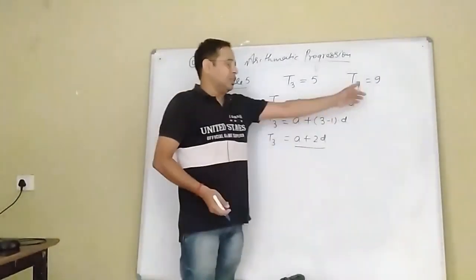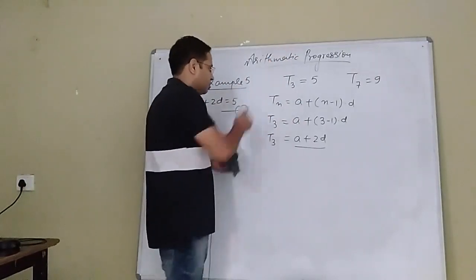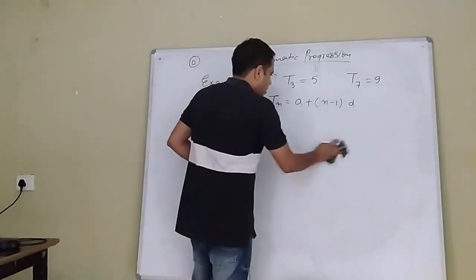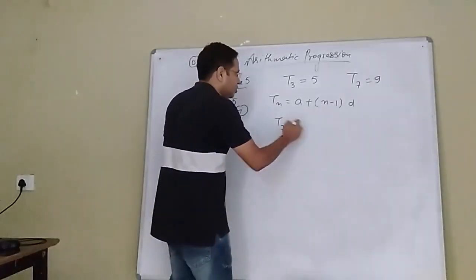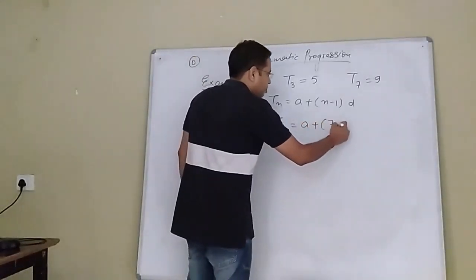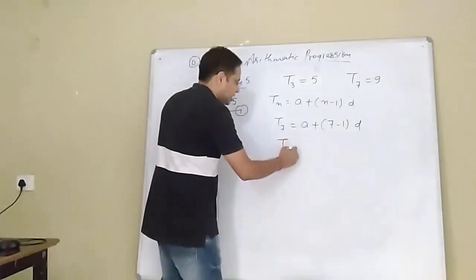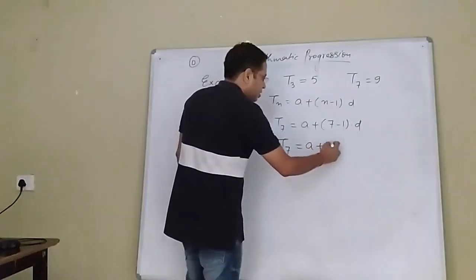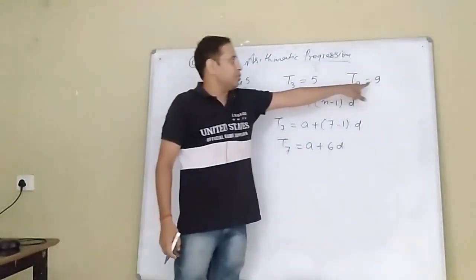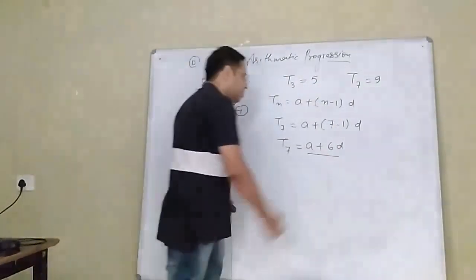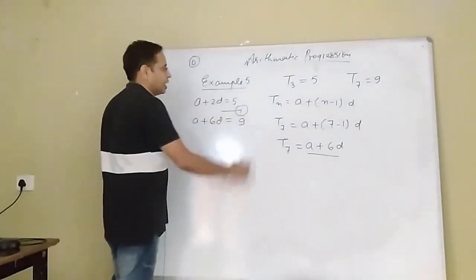Same thing will apply with this one. Okay? इसी के साथ भी वही apply करेंगे. जो इसके साथ किया वही उसके साथ करेंगे. चलो. So here I'll put n is equals to 7 now. So I'll get T7 equals to A plus 7 minus 1 into D. So what I'll get? T7 equals to A plus 6D. Now what is the value of T7? It is given to us 9. It means that this is equals to 9. So I'll write A plus 6D is equals to 9.